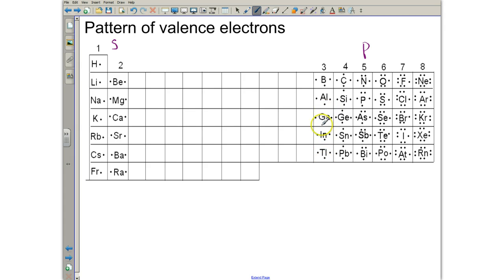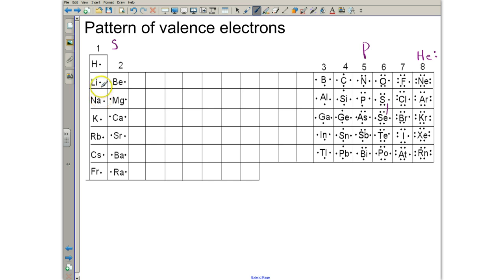Anything in group 3 has 3 valence. If it's in group 4, it has 4 valence. Group 5 has 5 valence. Group 6 has 6 valence. Group 7 has 7 valence. And group 8 has 8 valence. There's one more element that belongs right here in group 8, but they didn't put it because it doesn't actually have 8 valence electrons. It's helium. Helium only has 2 valence electrons, and yet they place it in group 8 with the other elements that happen to have 8 valence electrons. We'll analyze why that is in the next section.